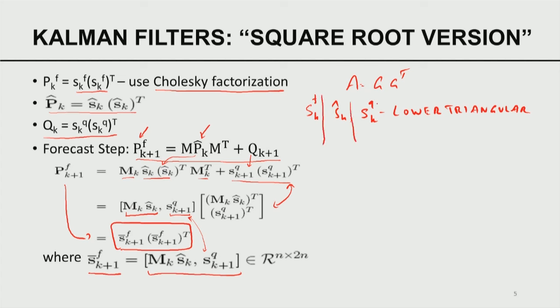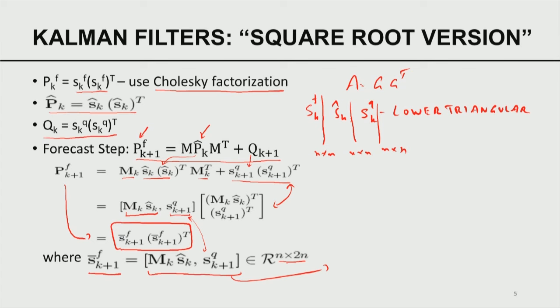Each of these equations is n by n. However, the equation that describes the square root of the covariance of the forecast is unfortunately a matrix of size n by 2n. N by 2n is not a square matrix, it is a rectangular matrix. It has doubled the number of columns relative to the rows, which is undesirable.